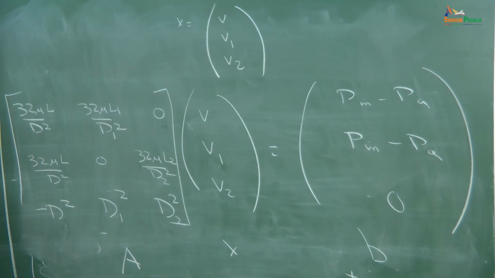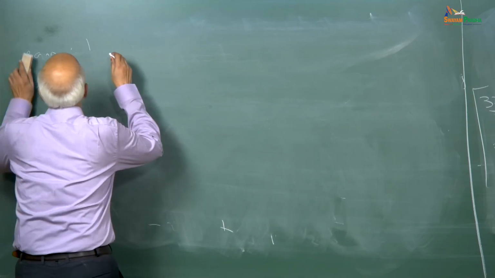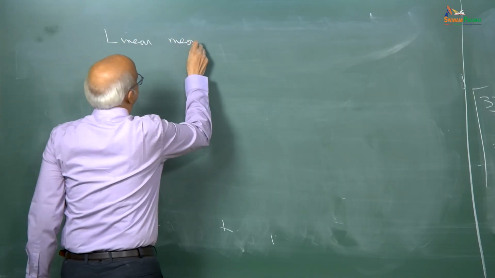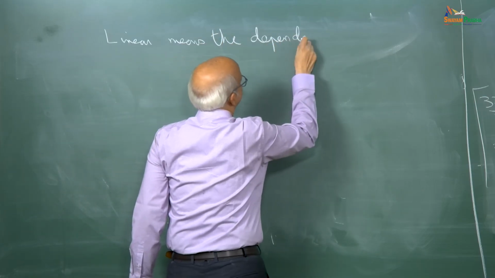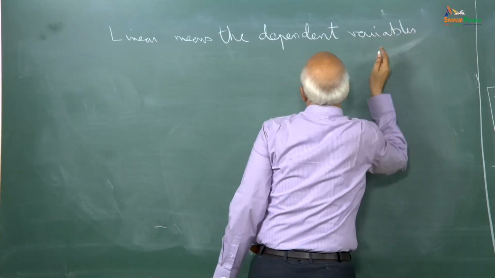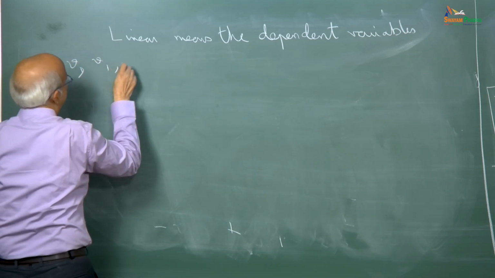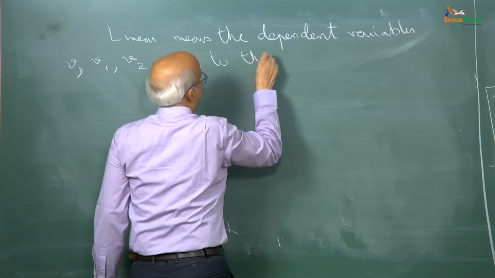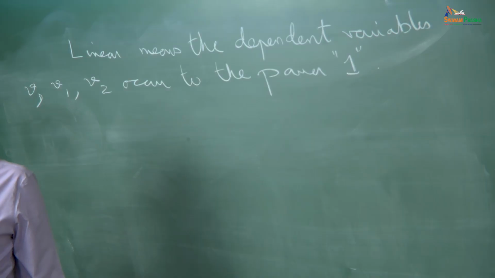And that is the reason we call it linear algebraic equations, because they are algebraic, there is no derivative term. So, linear means the dependent variables, in our case V, V1, V2, occur to the power 1. Okay.